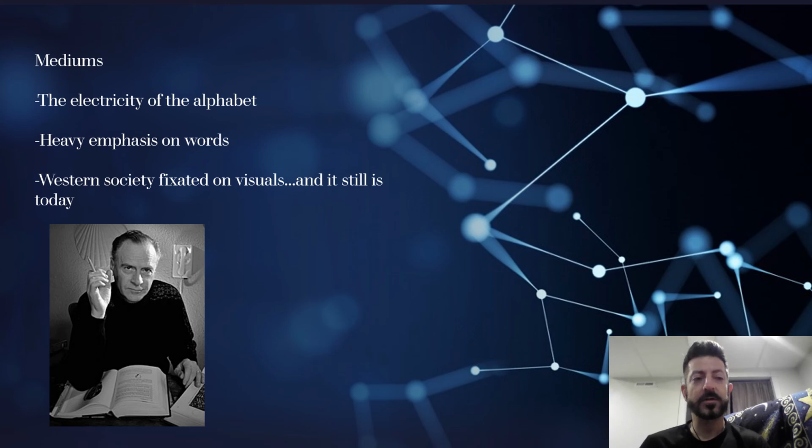As we know, McLuhan is known for the statement, "the medium is the message." And in Chapter 18, he writes about the medium of the alphabet having a sort of electricity that our species places, which makes sense given a heavy emphasis on words, and that this visual fixation that we have controlled Western society and still controls it today.